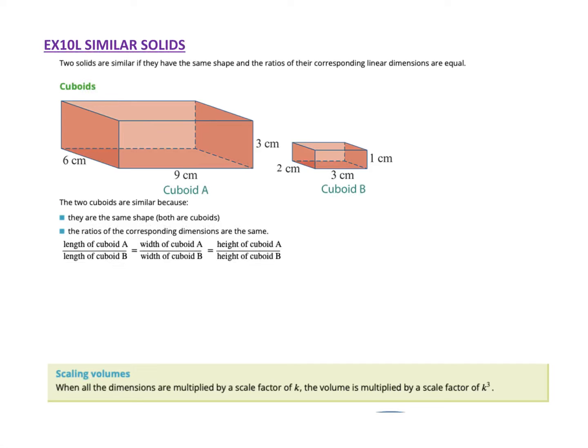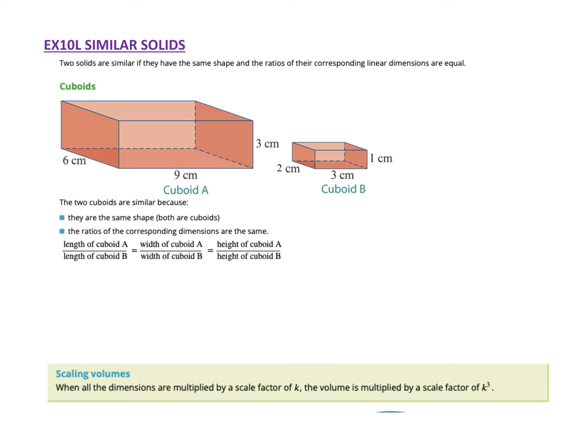So today we're looking at similar solids. Before, we were looking at similar shapes. The first chapter was different shapes like squares and circles, then we had a chapter on similar triangles. But now we're moving into similar solids.